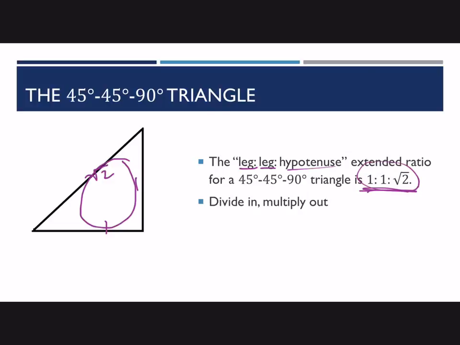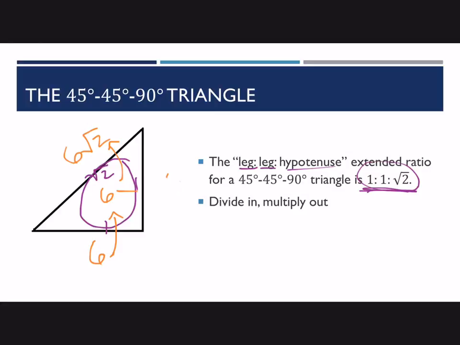So let's say you know that one of the legs is 6, and we have to find the other two. If you can remember, divide in, multiply out. To move into the center of the triangle, you divide. So you start with the 6, and then you divide by whatever number is on the edge. So divide by 1, and then multiply out. To get this side, you would do 6 times 1, and to get this side, you would do 6 times square root 2.